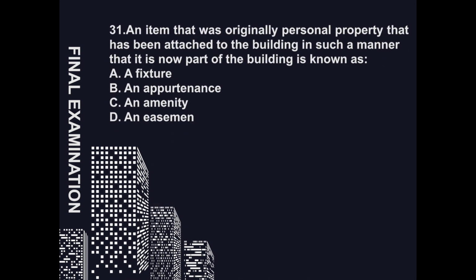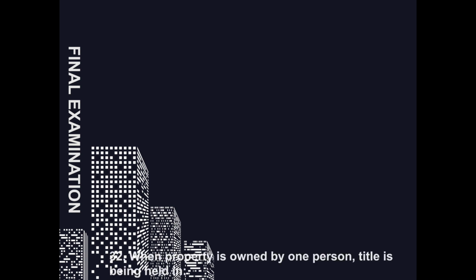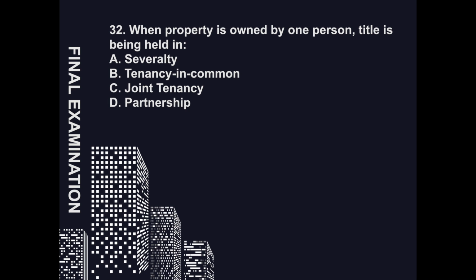An item that was originally personal property that has been attached to the building in such a manner that it is now part of the building is known as a fixture. When property is owned by one person, title is being held in severalty.